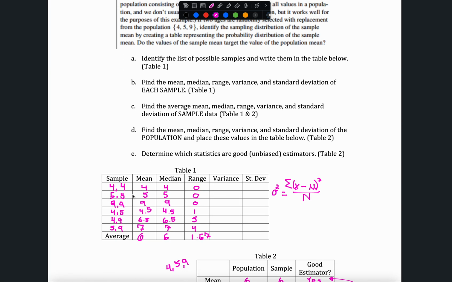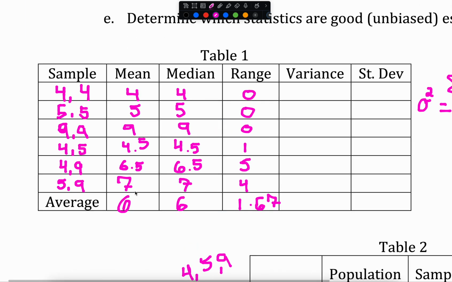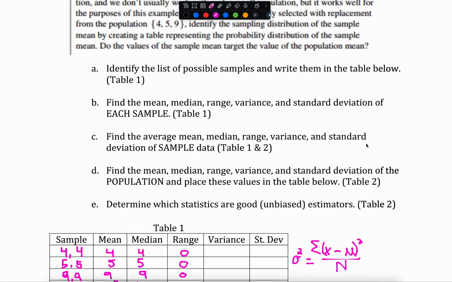And so I know that I did not put this in the same order as what your table is, so pay attention to that. I went 4, 4, 5, 5, 9, 9, 4, 5, 4, 9, 5, 9. So as we're going through here, my variance and standard deviation might be mixed up from yours just because we put them in a different order. So be careful of that and put them in the right spots according to where they're at on your table. Okay, so we've got to calculate variance, standard deviation. And so let's do that real quick.